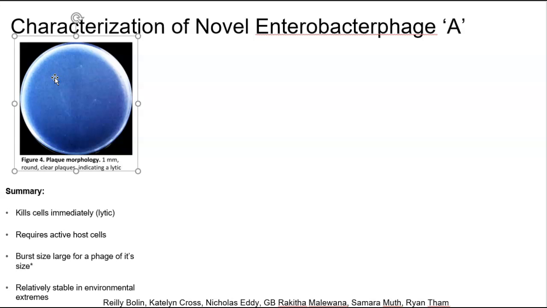So you don't see as much bacterial cell death, but our phage, phage A, is lytic, so it's killing the cells right away. We found that it needs active cells to replicate. This was expected.